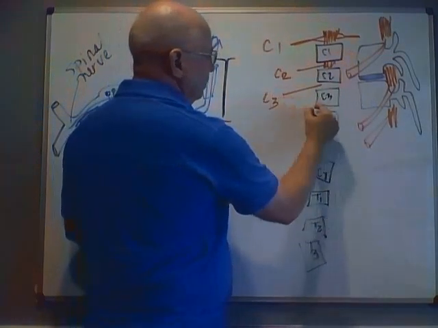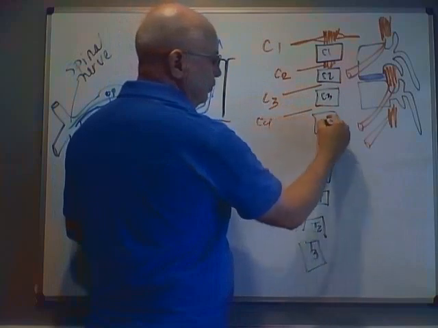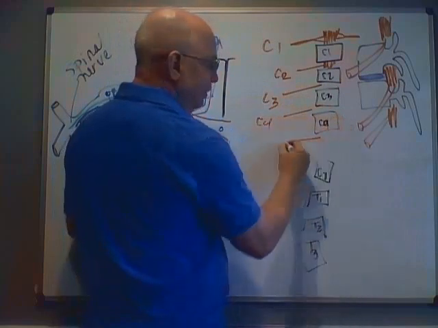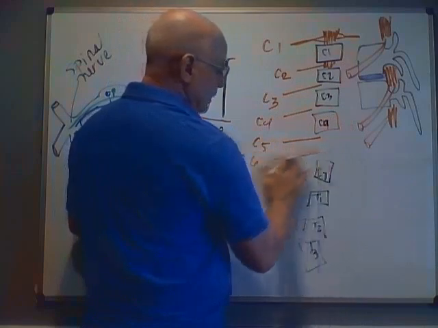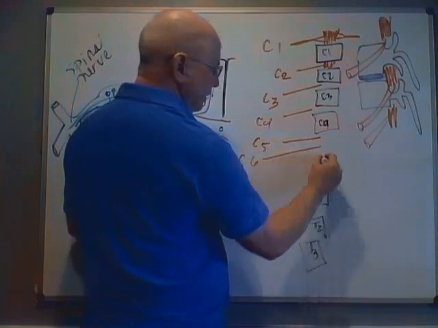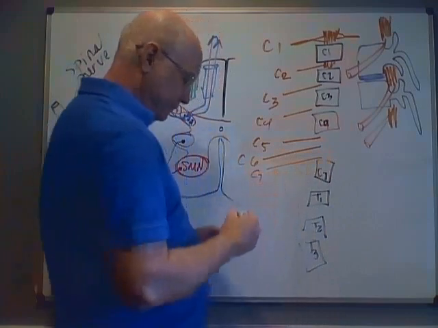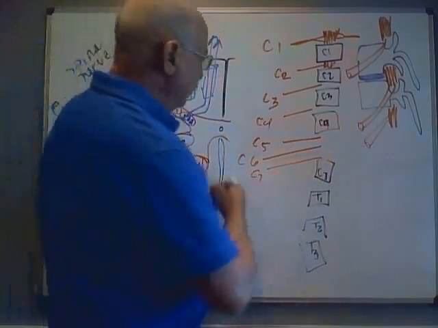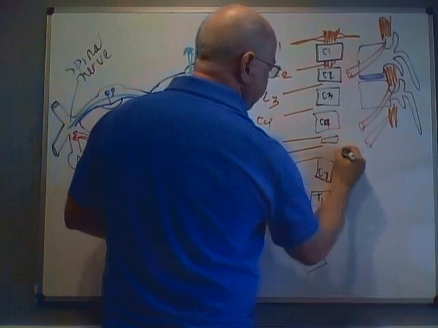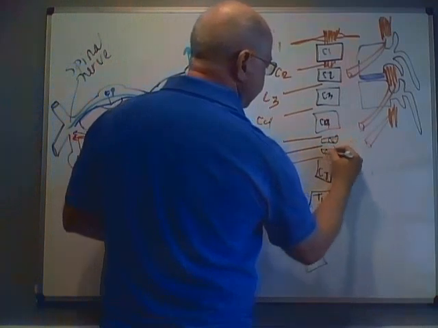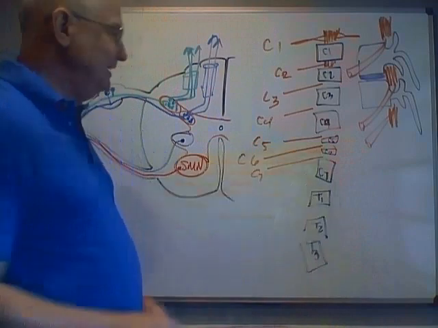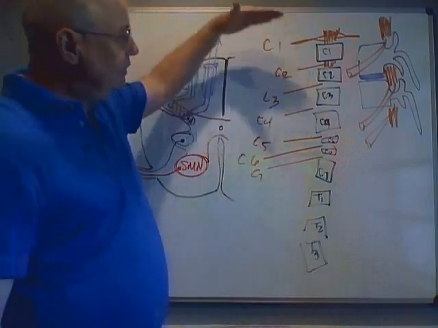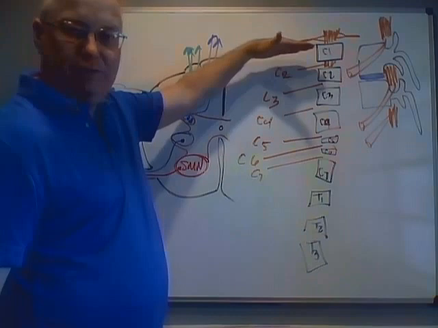C3, C4 comes before cervical vertebra 4, C5, C6, and I didn't draw this very well, and then C7 comes off here. So let me just put these vertebrae in, C5, C6, and C7. Okay, those got crushed. Sorry. So you can see how in the cervical region it's the nerve first and then the vertebra.